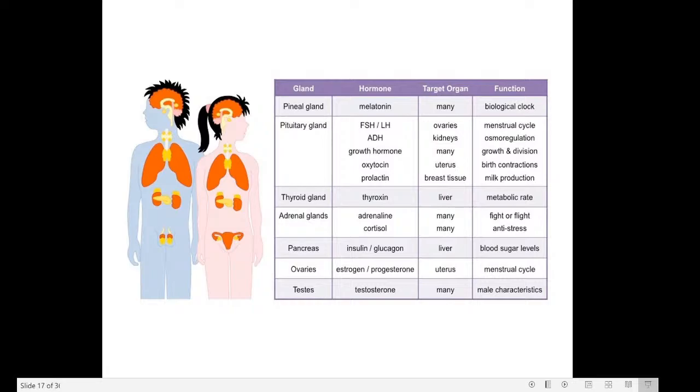Okay, the pineal gland is involved in the biological clock. It produces melatonin. Melatonin is produced from the pineal gland. It's very important because they ask you to match the following based on this. It's the easiest one, we just need to remember the functions and the hormones.